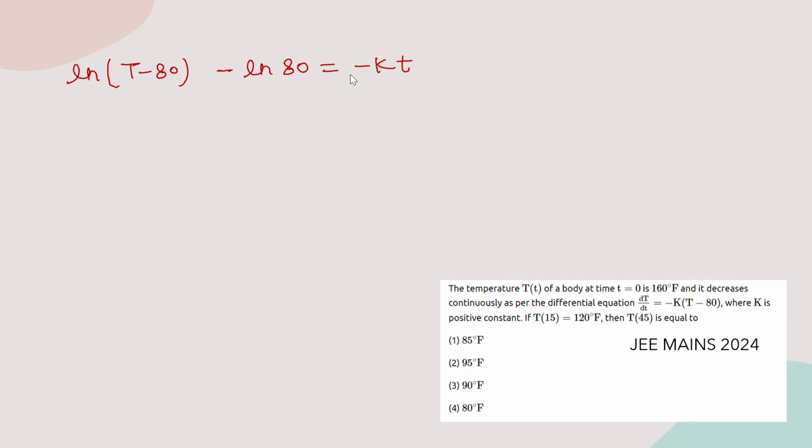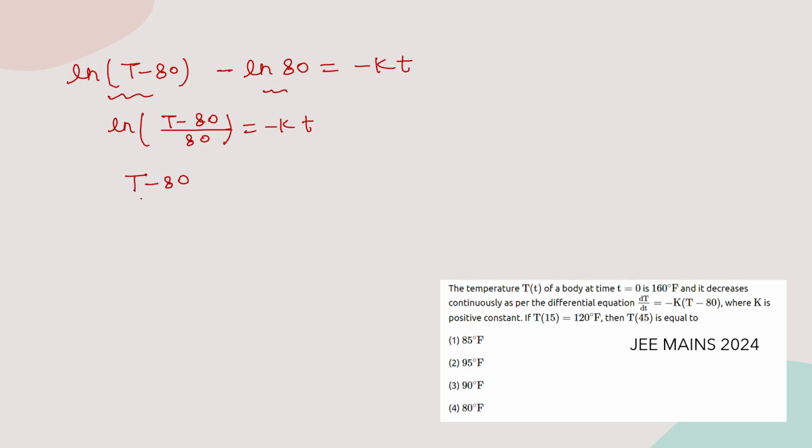Right? So now what we will do? So this is what ln A minus ln M minus ln M. So we can say this ln of it will become M by N. So ln (T minus 80) upon 80 is equal to minus kt, and that's how we will be getting T minus 80.